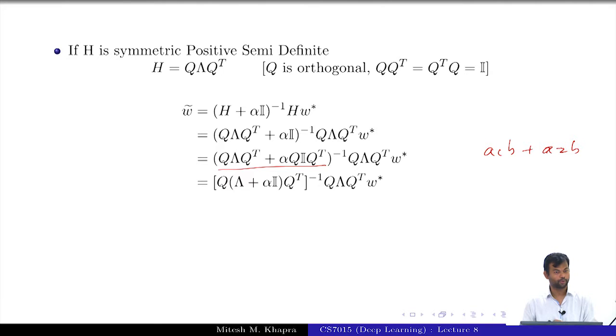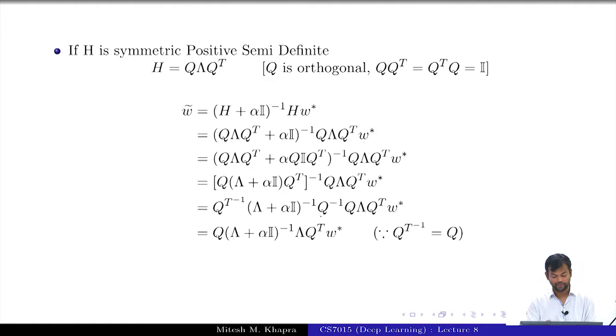Now what's the next thing I'm going to do? This is of the form ABC inverse. So I'm going to write it as, and the inverses are neat, right? Okay. Is this fine? What will happen to this quantity? I. What is this quantity? Q. And this is what I am left with, but there's still something more I can do, I guess.